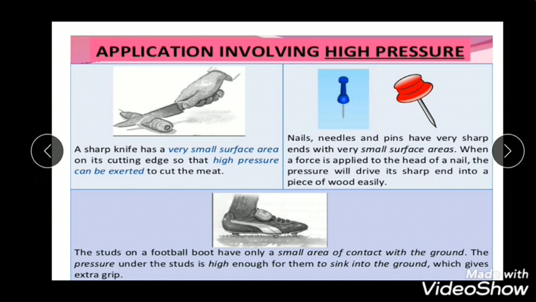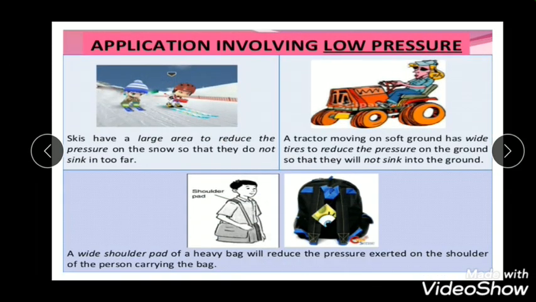Because the end of the needle is very sharp, the surface area is very small. The studs on a football boot have only a small area of contact with the ground. The pressure under the stud is high enough for them to sink into the ground, so it will give us extra grip. Now the daily life situations where we are decreasing pressure by increasing the area.